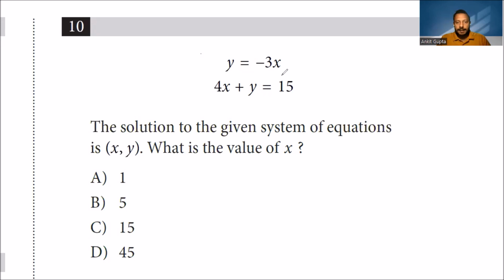y is equal to minus 3x and 4x plus y is equal to 15. The solution of the given system of equations is x comma y, and we need to find the value of x. We can substitute the value of y is equal to minus 3x in the second equation to get 4x minus 3x is equal to 15, or x is equal to 15. So the answer will be option number C.